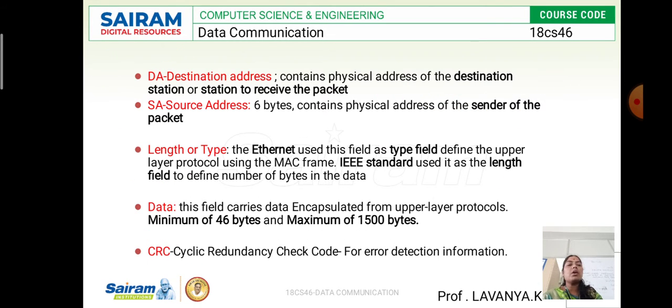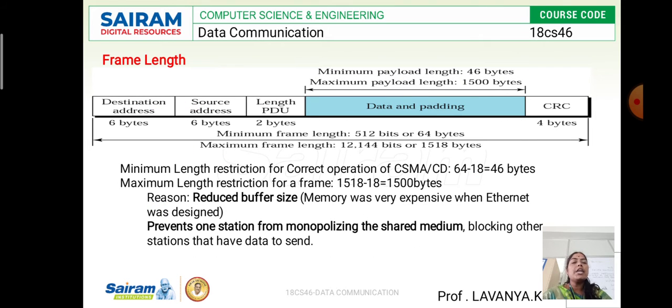Then one more frame format, which should be the frame length. How much is the length of that particular data or frame? See, here this frame length also consists of the destination address, source address, length of the data, as well as the data and padding, then CRC. Again, the destination address contains the physical address of the destination device, which is going to receive the particular frame or packet at the receiver side.